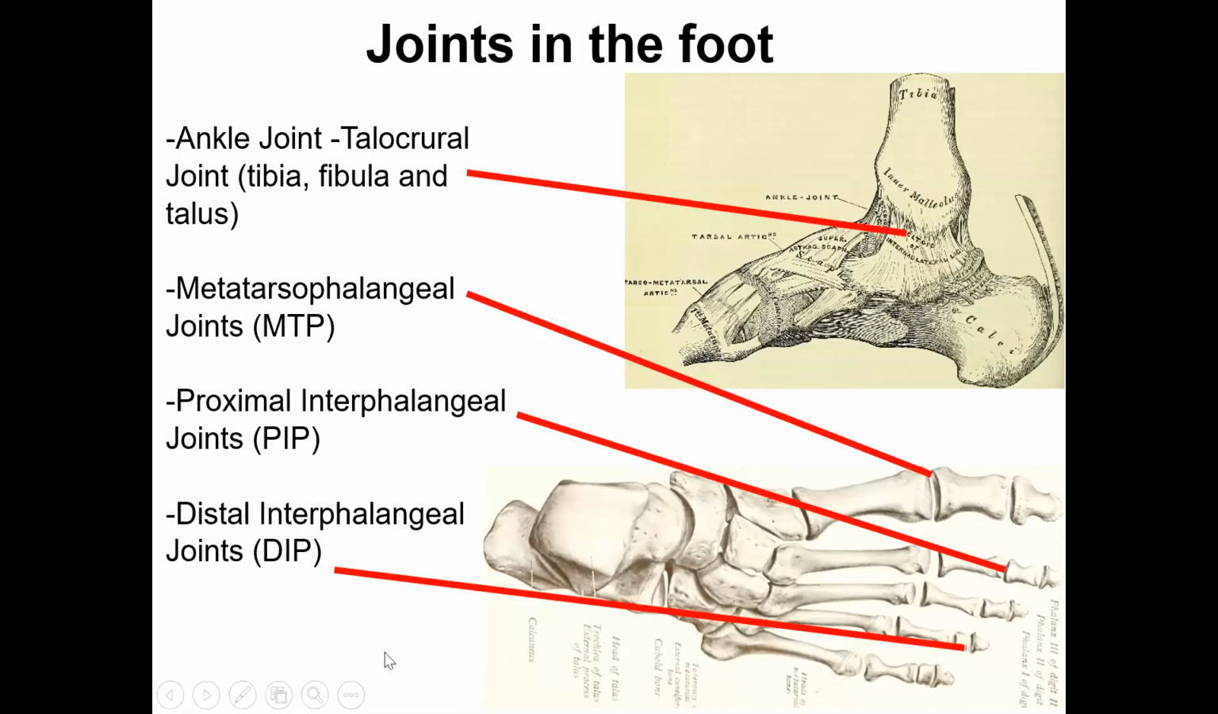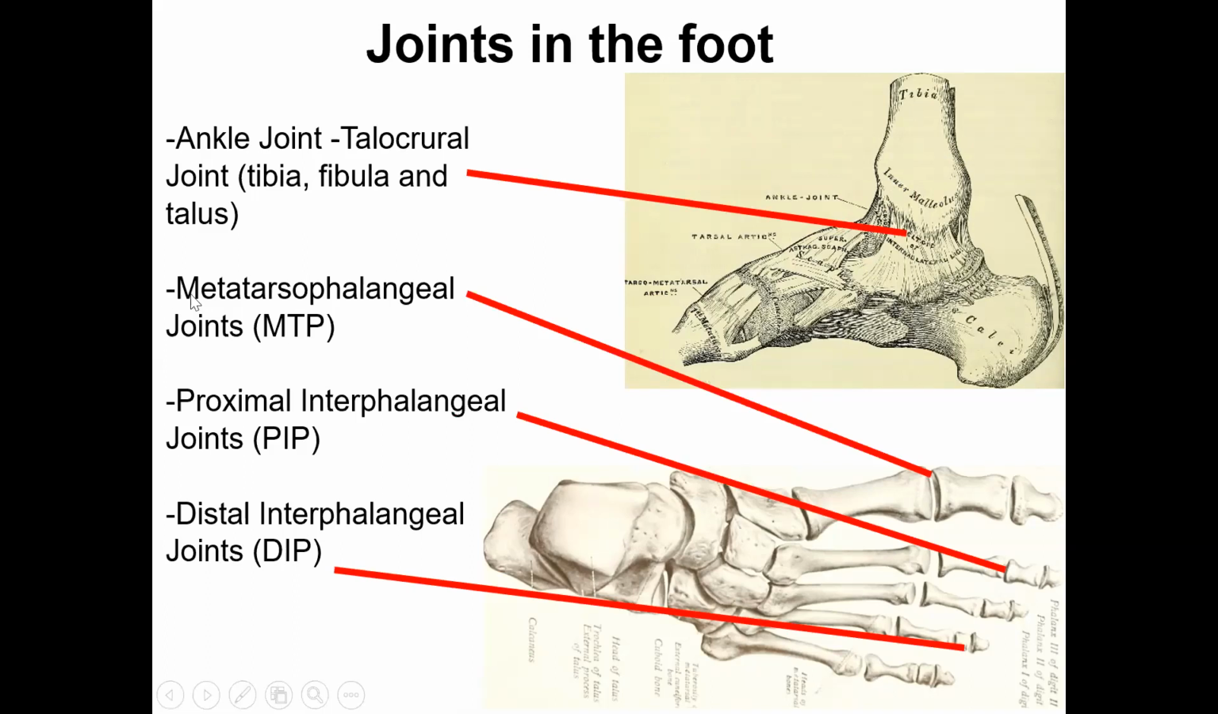Let's look at the joints in the foot. So in the foot, we've got the talocrural joint, which is really the ankle joint. This is the articulation between the tibia, the fibula, and the talus. Remember, the talus was one of our tarsal bones of the ankle, and it's the bone that sits on top of the calcaneus. And so where the talus articulates with the tibia medially and the fibula laterally, we call it the talocrural or the ankle joint.